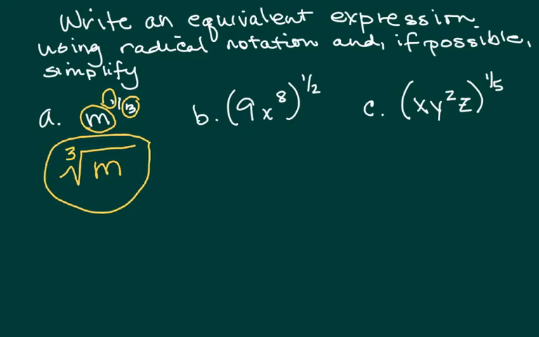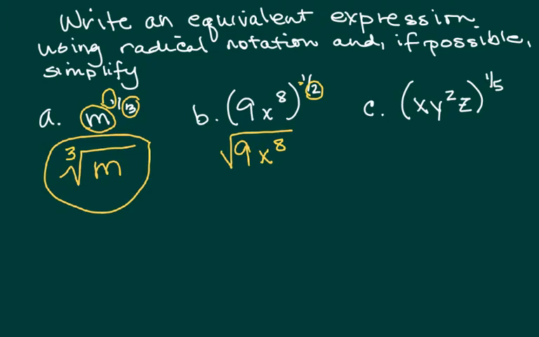In this one, we're going to take 9x to the 8th, that's our radicand, and our index is 2, which means we don't have to write it. And the exponent, of course, would be 1, which we don't have to write. So now we're looking at the square root of 9x to the 8th.